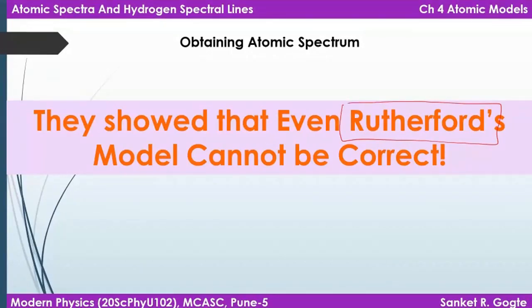We can choose any value of R, any value for the distance between the electron and the nucleus, and we will get one value for the energy of the electron in the hydrogen atom, or in any atom, according to Rutherford's model. And there is no restriction on what value the energy of the electron can be. And therefore, it doesn't satisfy.